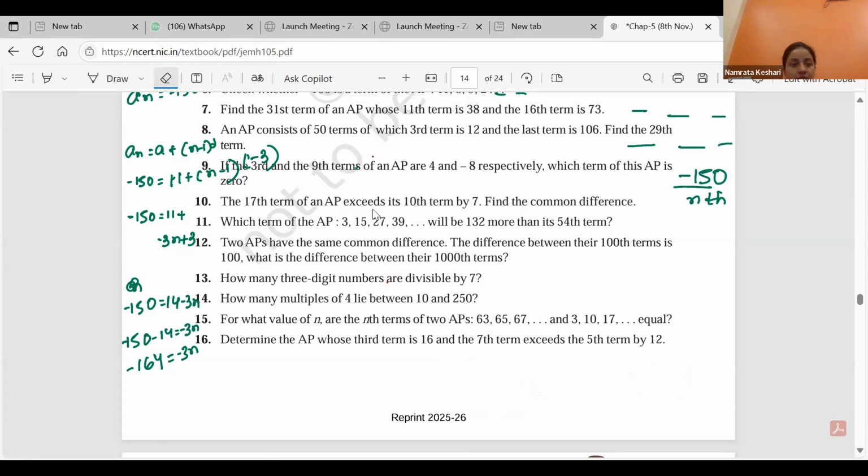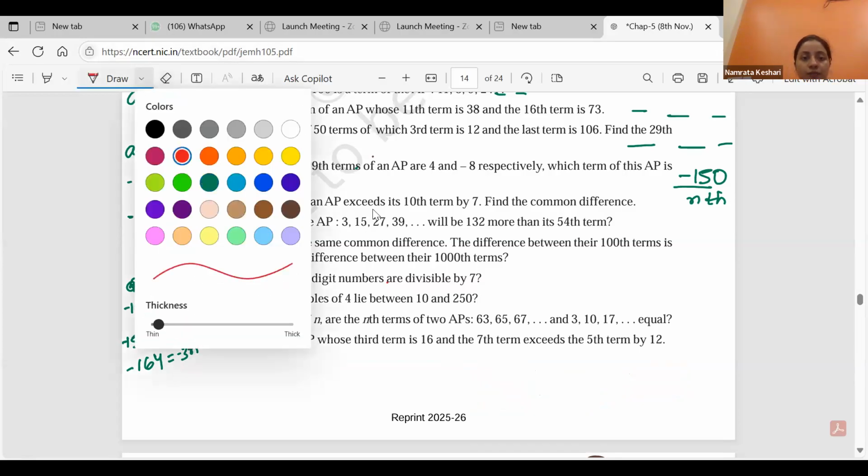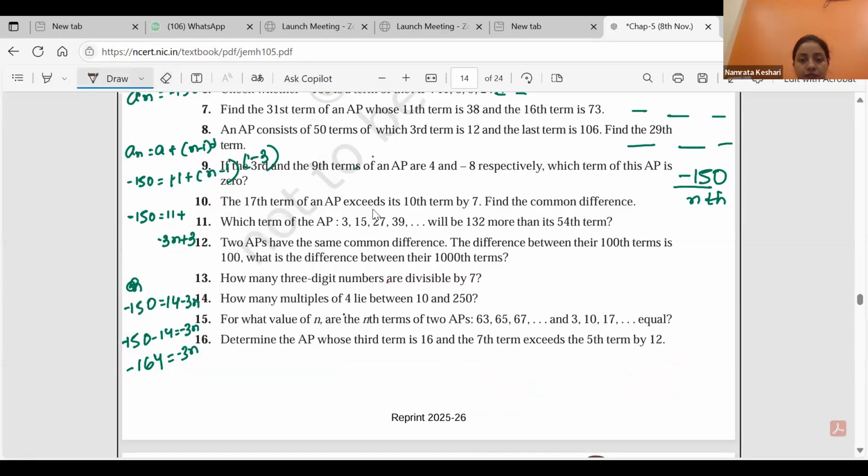Ma'am, yes, ma'am. What did you get? 164 by 3. 164 by 3 will be what? Divide and check. Is it completely divisible, ma'am, or can't we? No, it's not completely divisible. We are going to get 3, 5 times 15.